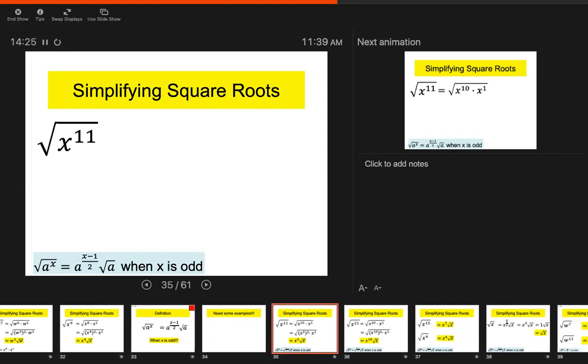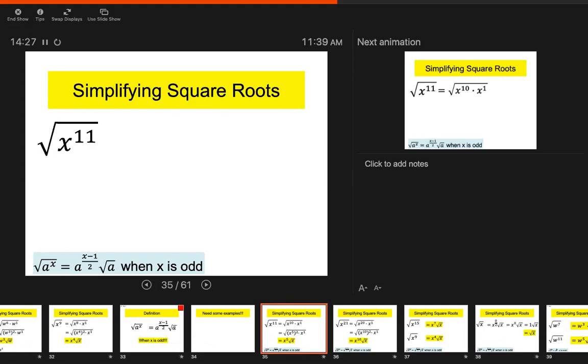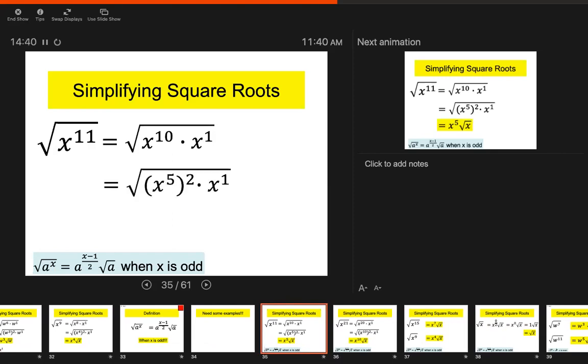So the power there is odd. So what do we do? We subtract 1. 11 minus 1 is 10, and then take half of 10. Half of 10 is 5. So what does it turn into? Look at what we started with and what we finished. 11 minus 1 is 10. Half of 10 is 5. And you will always have a variable on the inside to the 1st power.